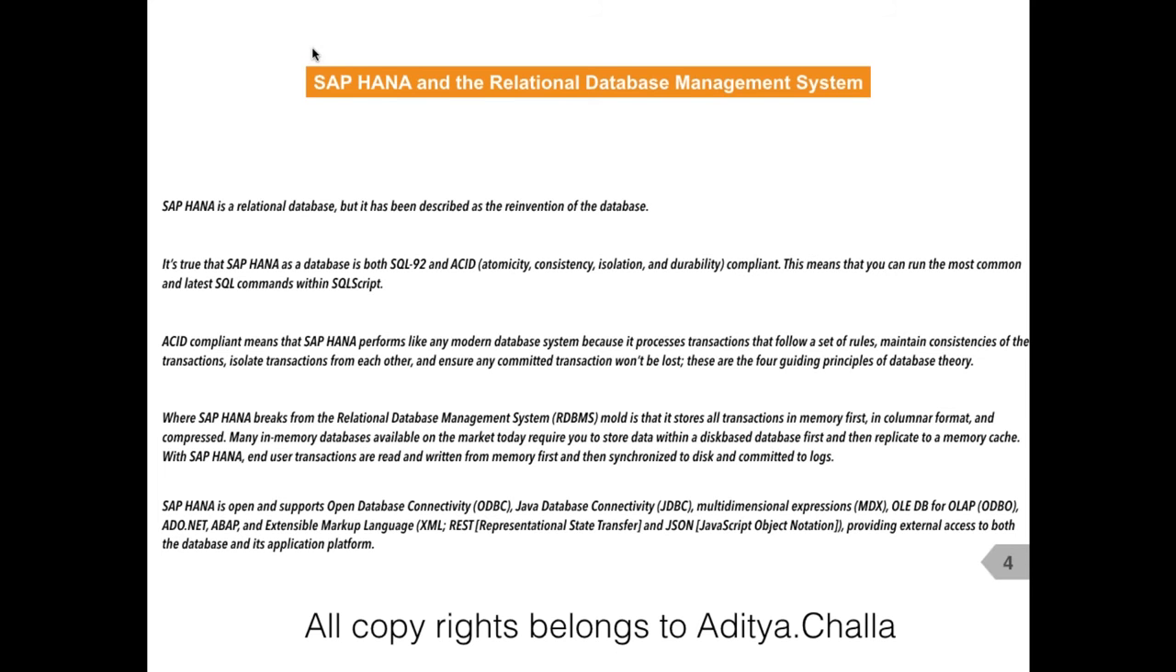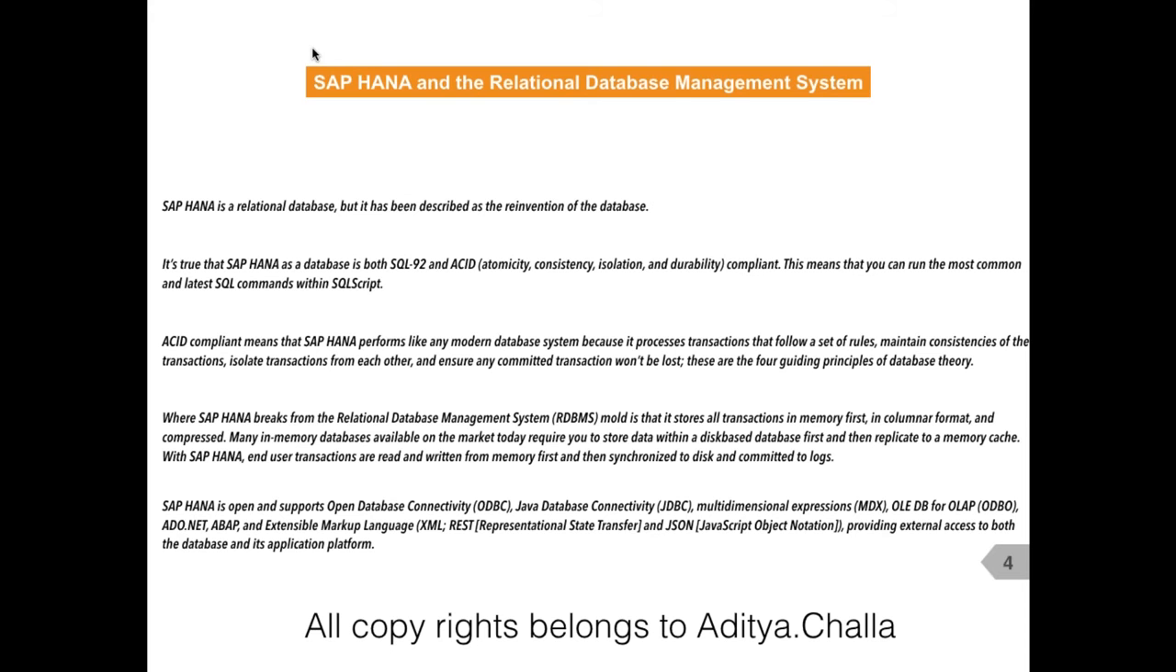ACID compliant means that SAP HANA performs like any modern database system because it processes transactions that follow a set of rules and conditions, maintains consistency of the transaction, isolates transactions from each other, and ensures any committed transaction won't be lost. There are four guiding principles of database theory, which are called atomicity, consistency, isolation, and durability.